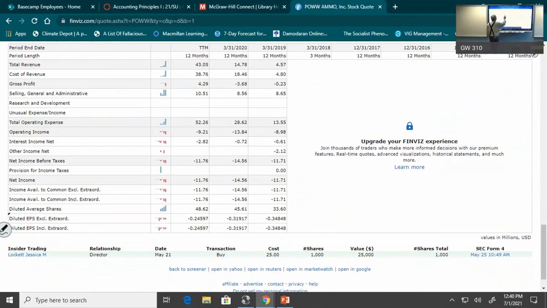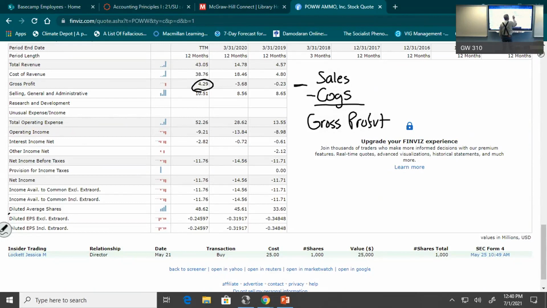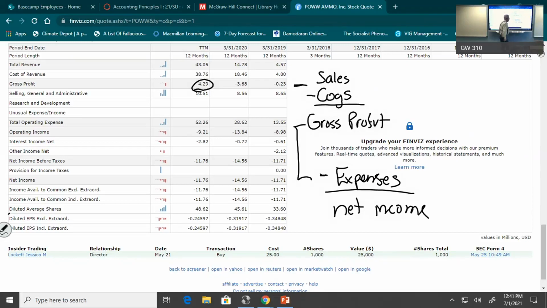But nonetheless, look, they went from minus 368 of gross profit. Remember what gross profit was? Yeah, everybody remembers that, I'm sure, right? You had sales minus COGS, cost of goods sold, gives you gross profit. And then we subtract expenses, which gives us net income. That's the basics of an income statement, right? Pretty simple. One of our 4 financial statements.